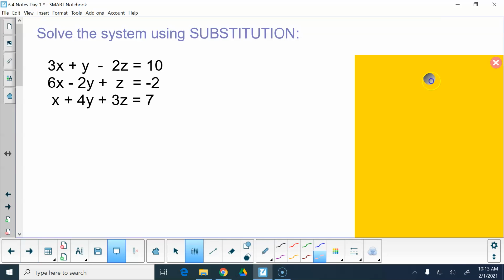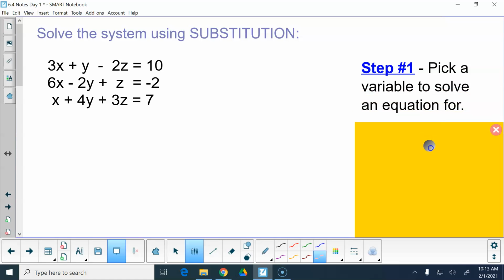Okay? So, the steps for substitution. Step number 1, we need to pick a variable, pick an equation, and we got to solve that equation for that variable. Okay? Again, just like substitution last Monday, you want to be smart in your pick.